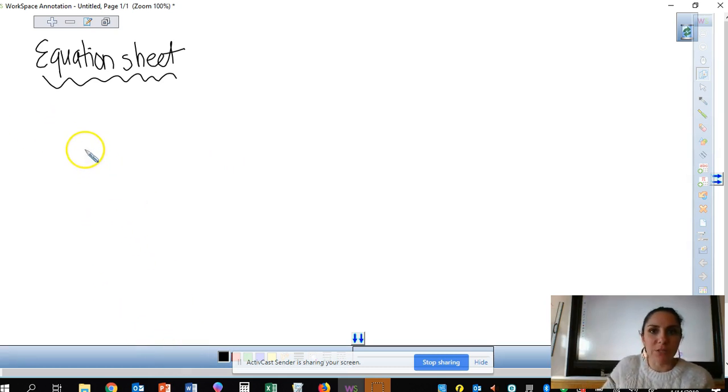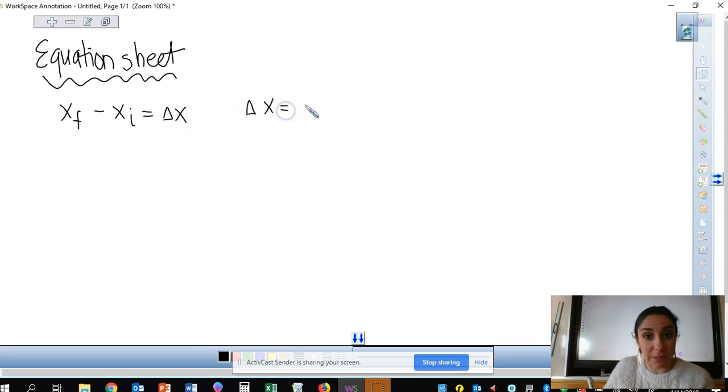So, just to show you what you could do with your equation sheet, if you remember, back in September, we did things like displacement and distance. Displacement is final position minus the initial position. So what you can write on your equation sheet is delta x is equal to displacement. What you cannot write is that usually displacement is in meters. So just delta x equals displacement.